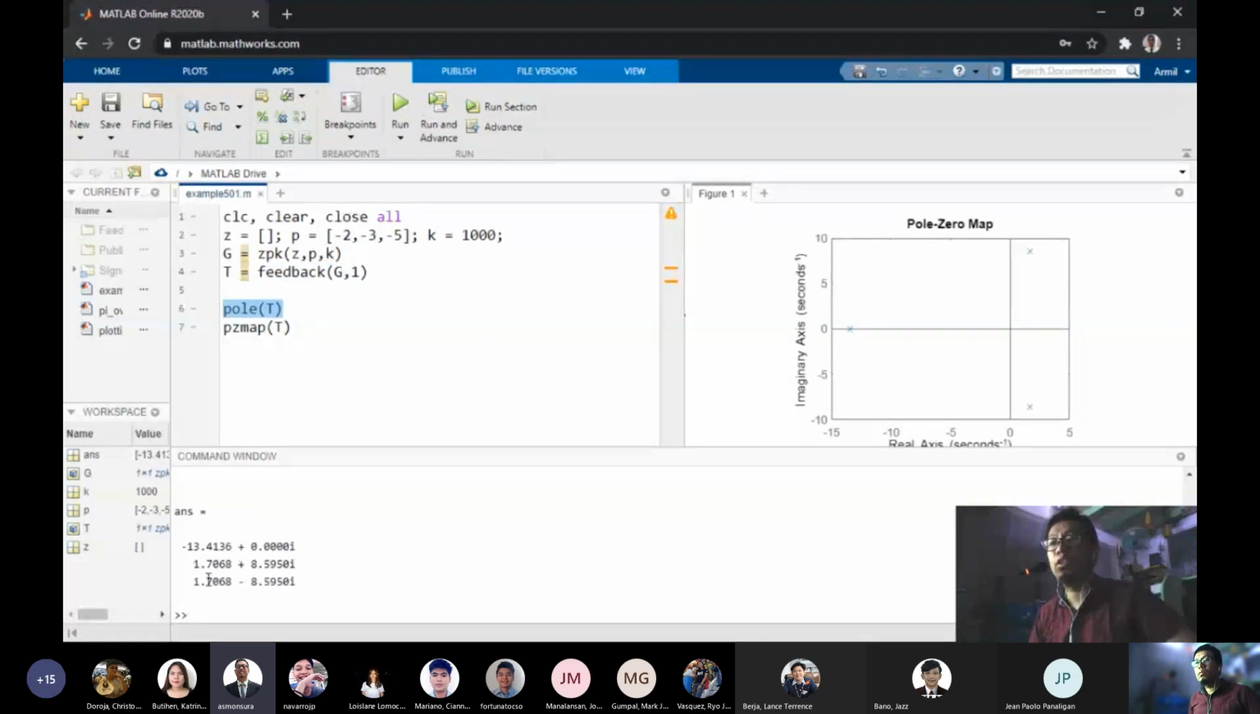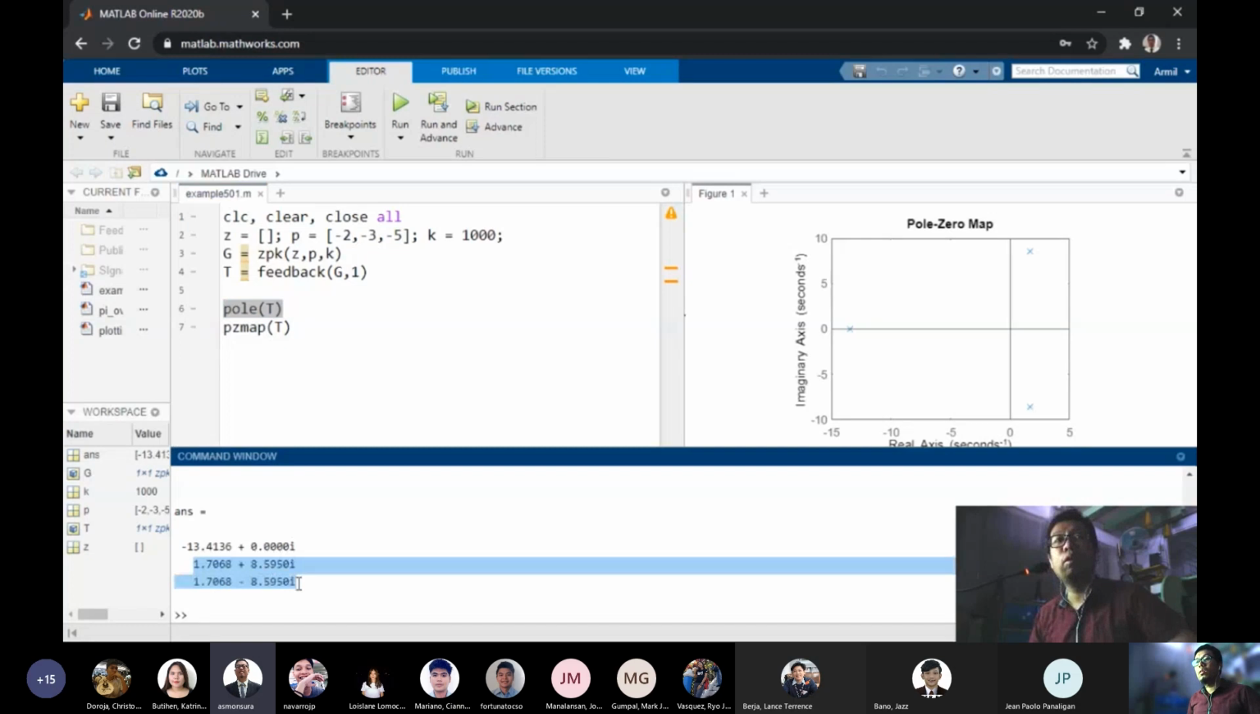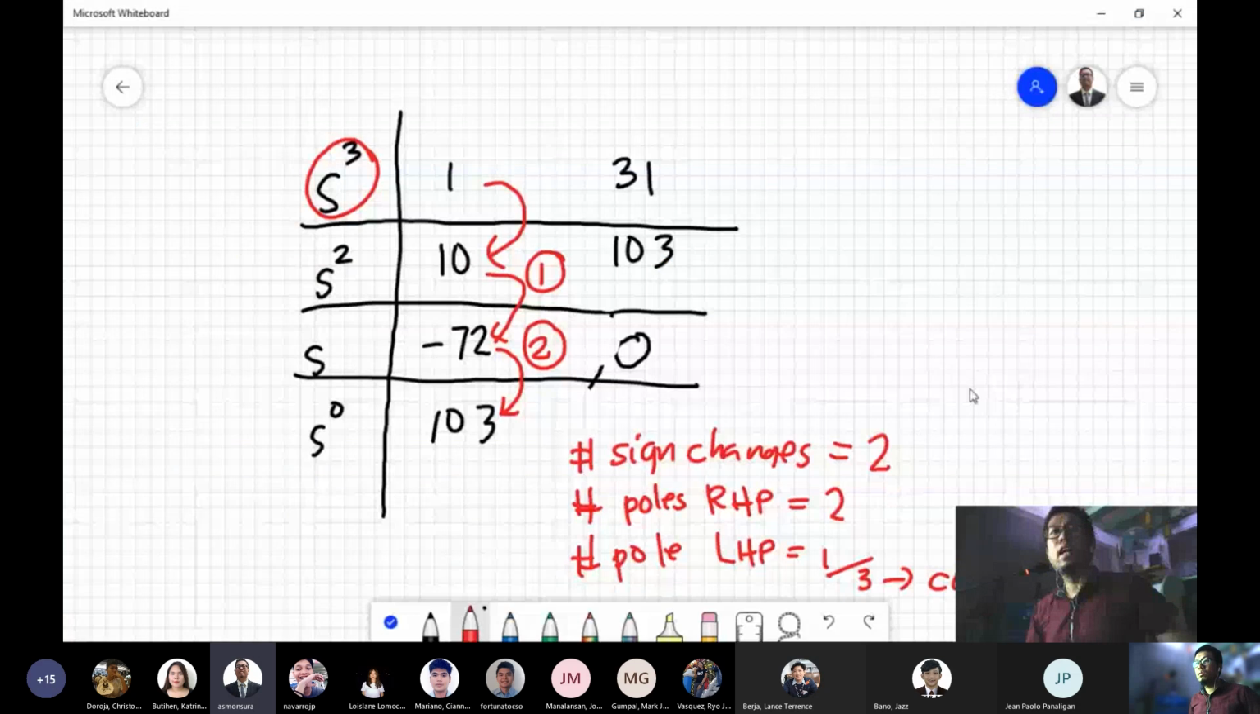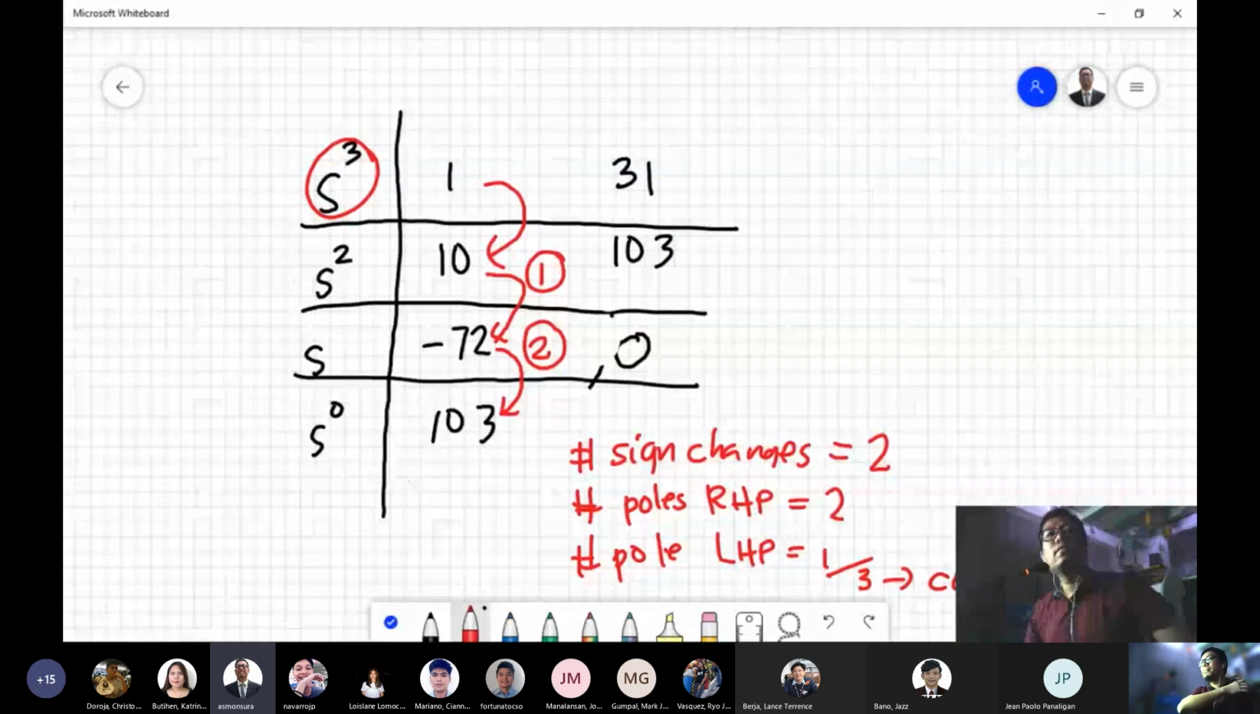In which case it would return negative 13.4136 at saka 1.706 plus or minus 8.5950 j. So nakita natin na yung real part ng ating dalawang complex pole ay positive. So therefore, that puts them at the right half plane of the poles. So mabe-verify nyo yun kapag apply natin yan using PC map. So ito siya. Okay, so ito yung dalawang poles niyo sa right half plane, ito yung sa left half plane. Verifying yung results na nakuha natin sa ating route Hurwitz criterion. Okay? So, ayan.